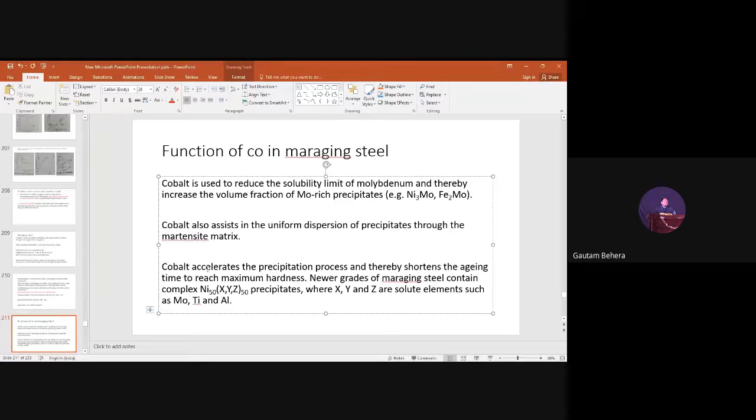Then the last one is that cobalt accelerates the precipitation process. The precipitation process will be accelerated if cobalt is there, thereby shortening the aging time. The aging time will be reduced. These are the things.